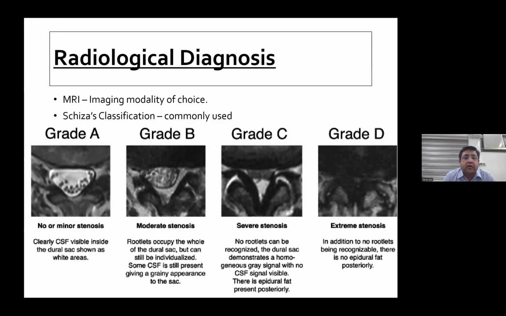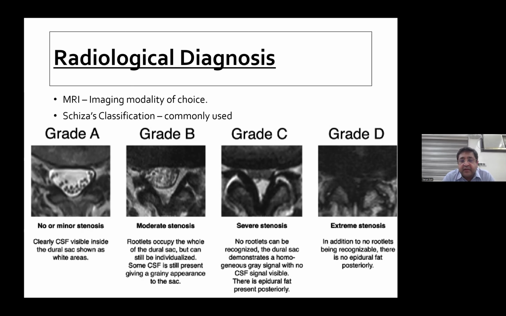But in terms of radiological aspects, which are important, the MRI remains the imaging modality of choice to diagnose lumbar canal stenosis. And the most commonly used classification is called Schizas classification, which describes lumbar canal stenosis in 4 grades. Grade A is no or minor stenosis, in which the nerve roots are clearly visible in the thecal sac, and CSF is also very well visualized. In grade B, which is moderate stenosis, the rootlets are seen, but the CSF is not very well appreciated.